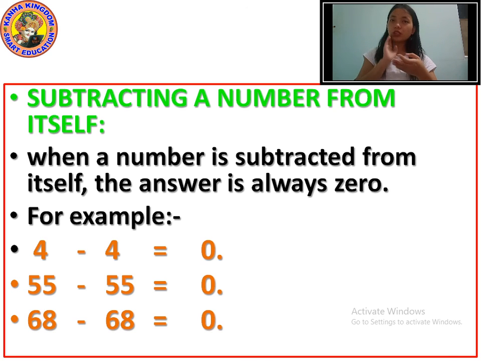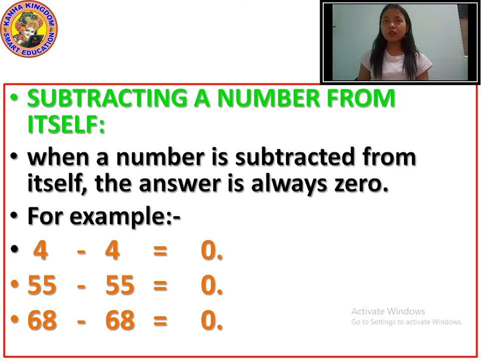Okay, so the third property of subtraction is subtracting a number from itself. When a number is subtracted from itself, the answer is always 0. For example, when you subtract 20 from 20, the answer is 0, because we all know that when a number is subtracted from itself, the answer is always 0.